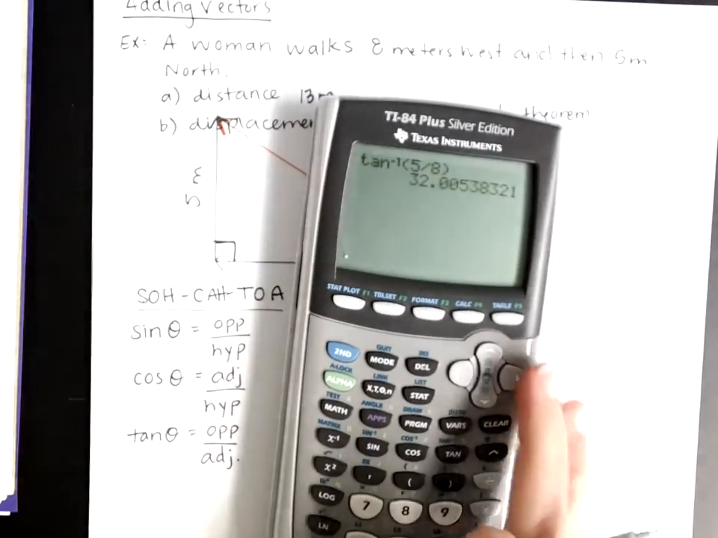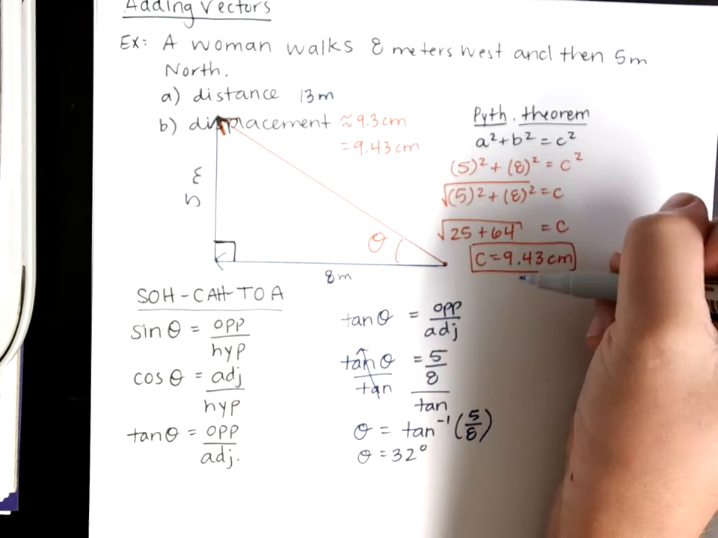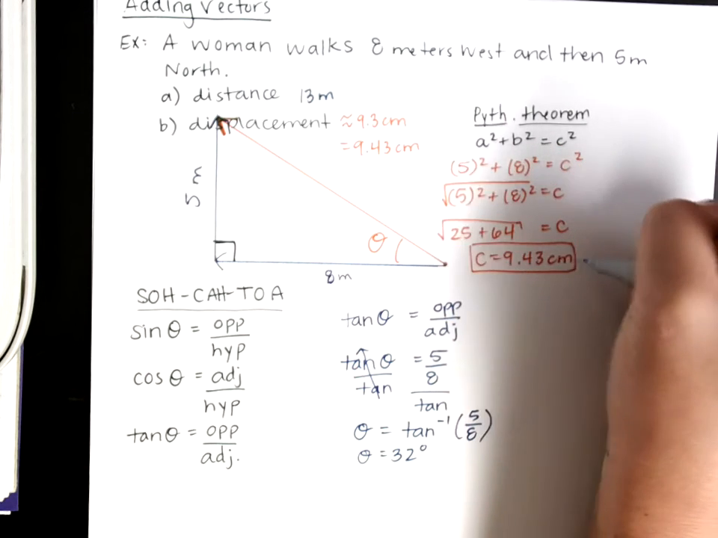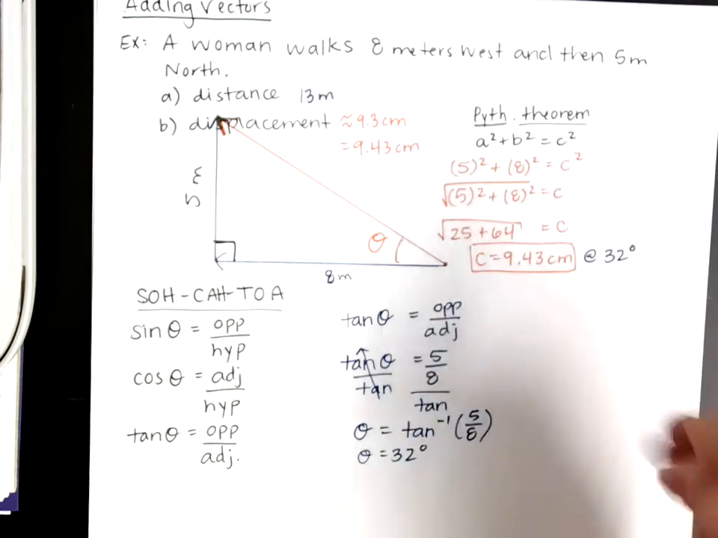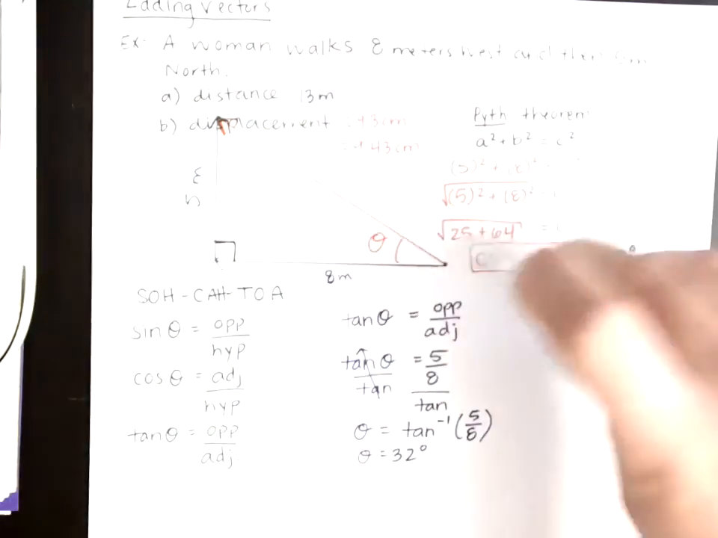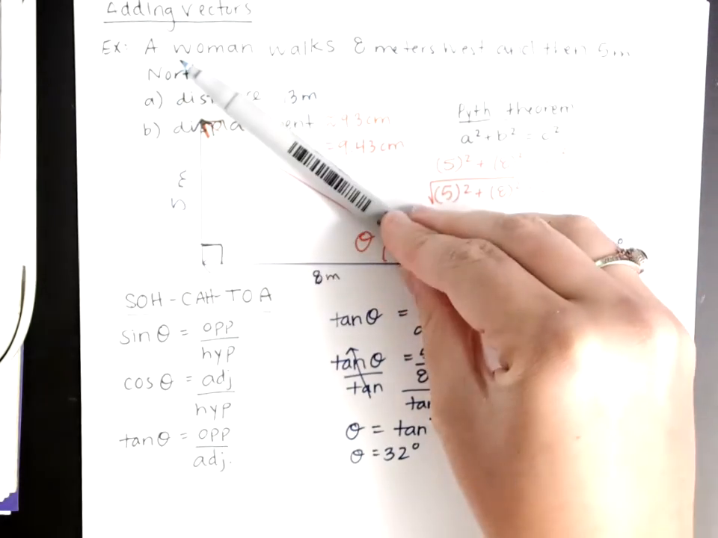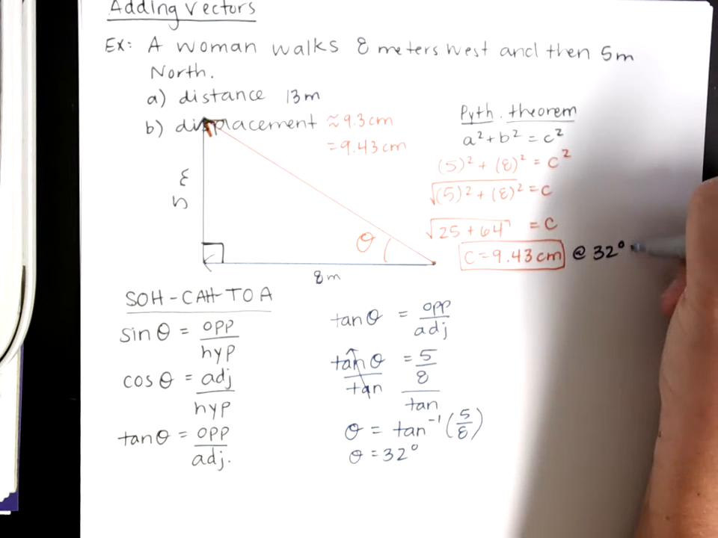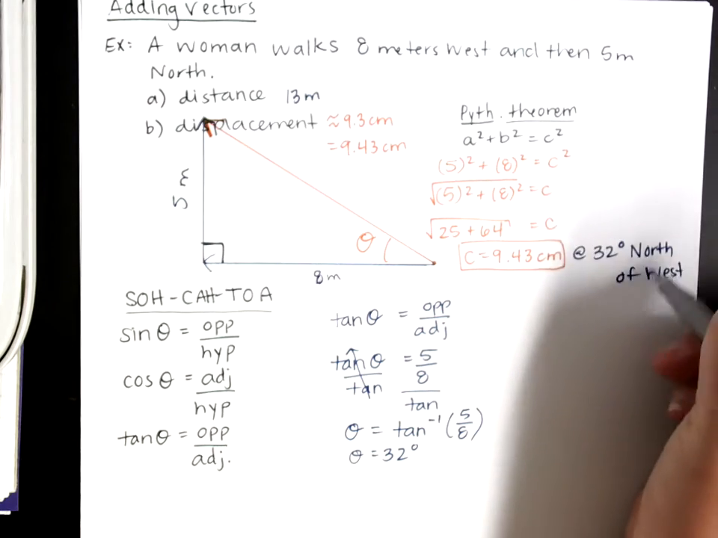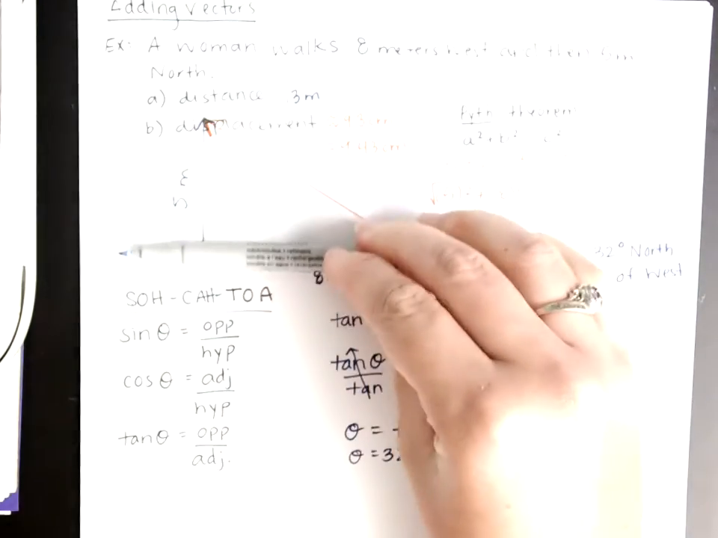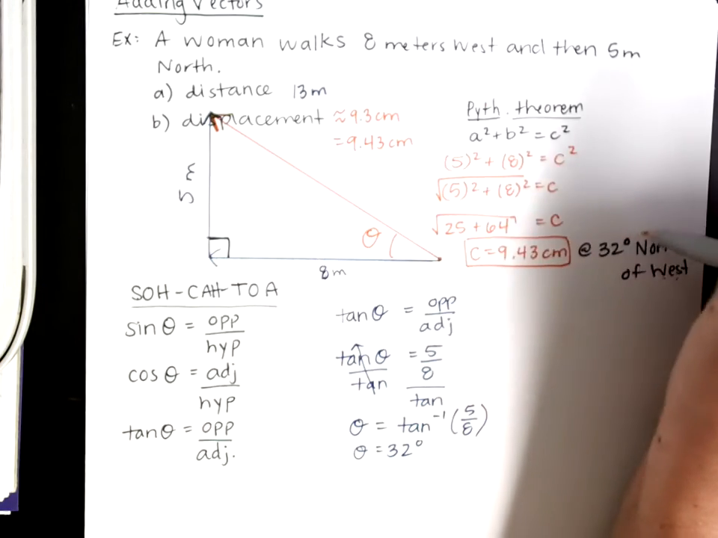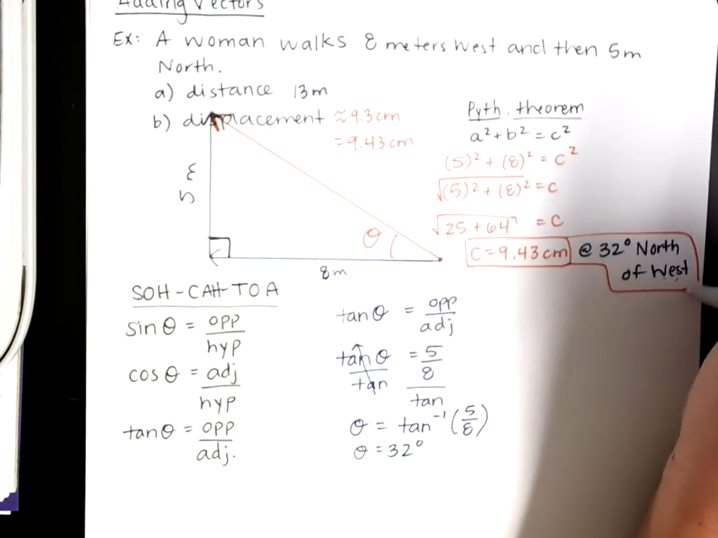Let's make sure. 32 degrees. So this one, we're going to add 32 degrees, and we have to figure out the direction now. So we're starting out going west, and then we're going north. So we're going north of west. So keep in mind that second direction, north of west, is always where we're starting. We're starting in the westerly direction, and then we're moving north. So north of west. Okay, so that's part of our answer. Let's not forget the direction.